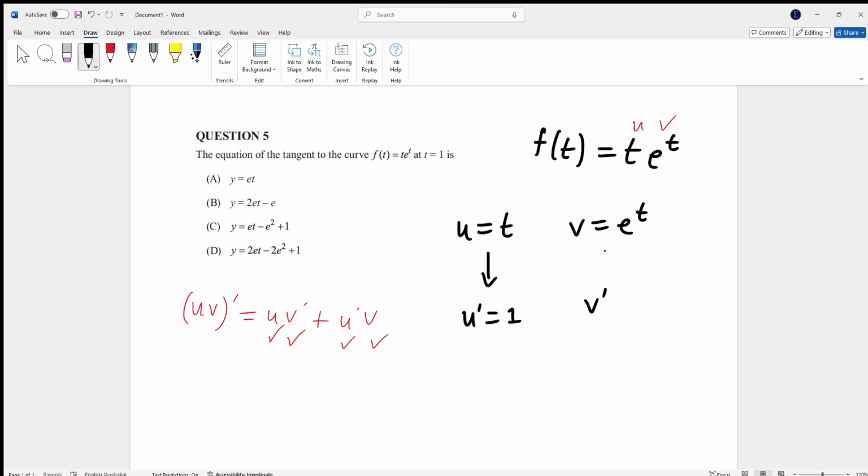Here, this one should be pretty easy because there's no numbers up there. v dash here will be e to the power of t because you're just differentiating e to the power of t with respect to t and it doesn't change because there's no numbers there. Great, now we chuck it into this formula here, okay?